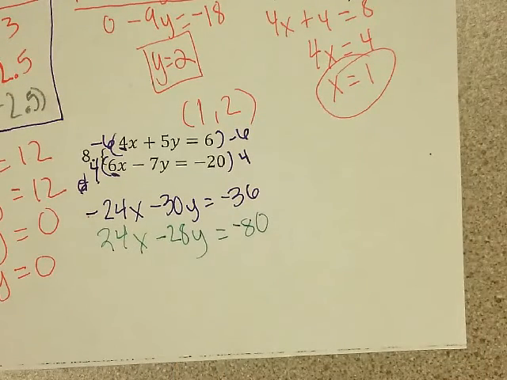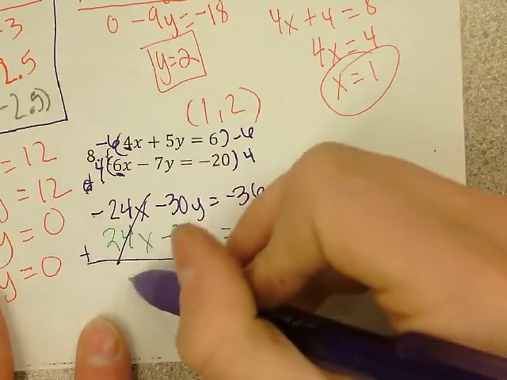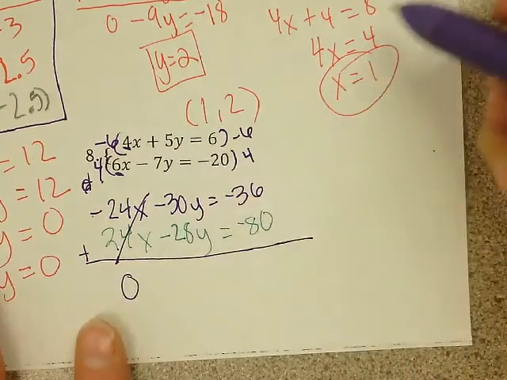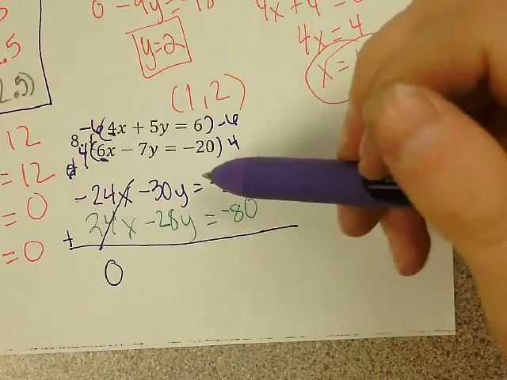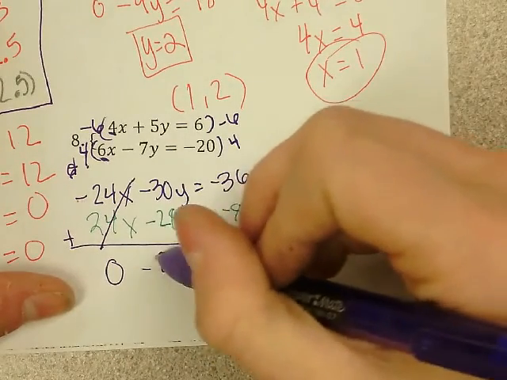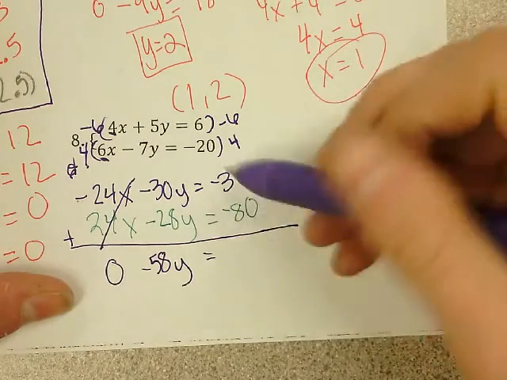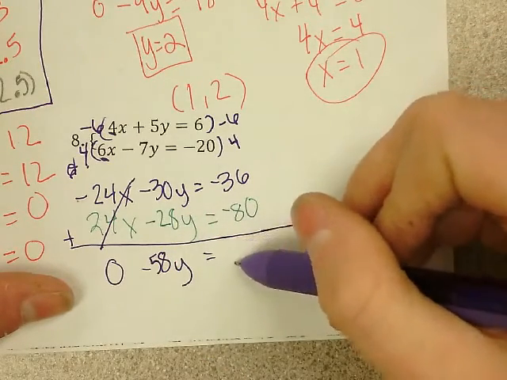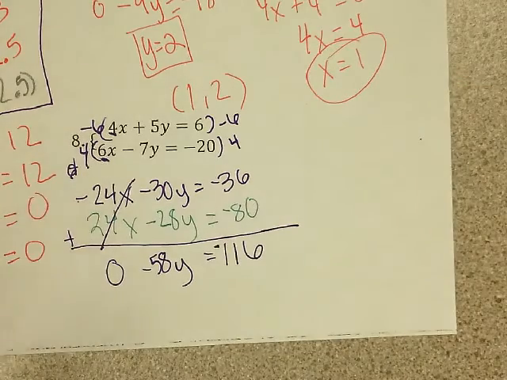Did I do that right? Yeah. I used to do it like you did, but then I subsequently did it like this. All right, so now add those together. The x's cancel. That's negative 58y, and then that's negative 116. Is that right? Yeah.